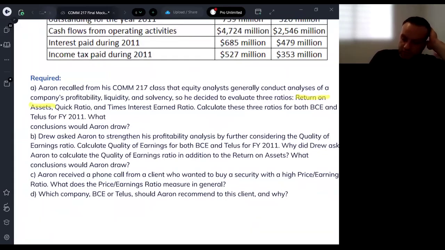Drew asked Eric to strengthen his profitability analysis by further considering the quality of earnings ratio. Calculate the quality of earnings ratio for both BCE and TELUS. Why did he ask Eric to calculate the quality of earnings in addition to return on assets? What conclusions would Aaron draw?